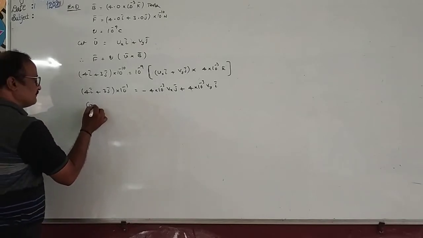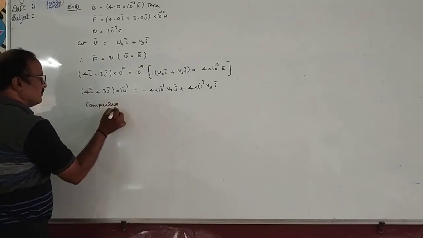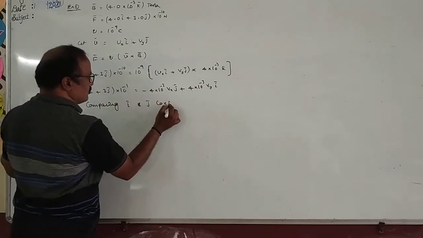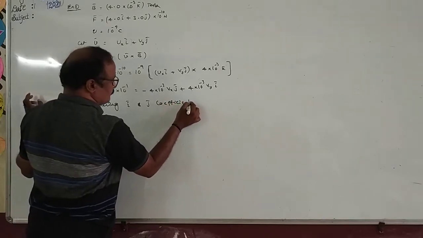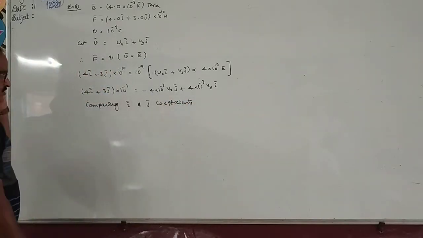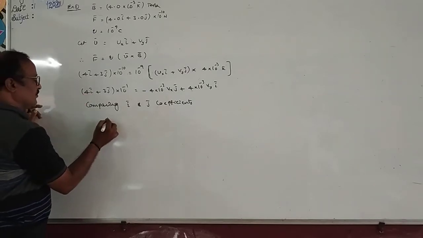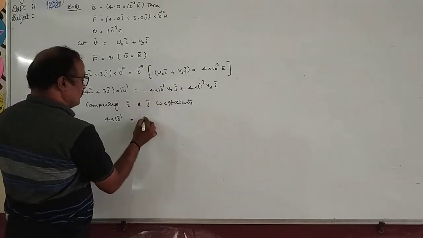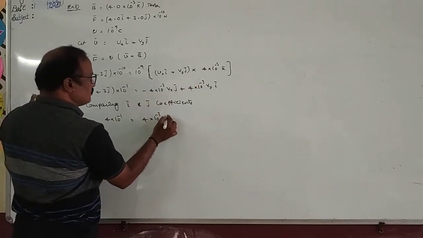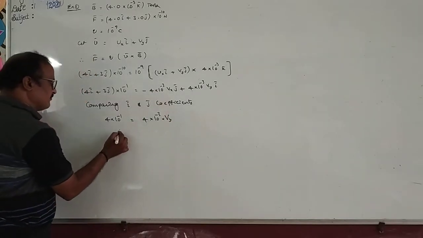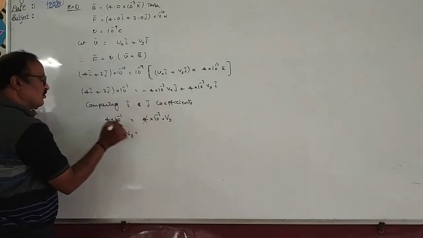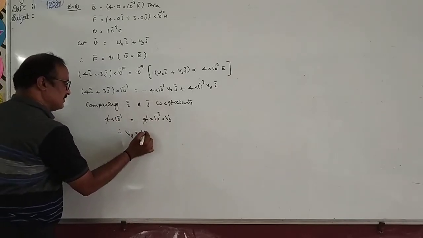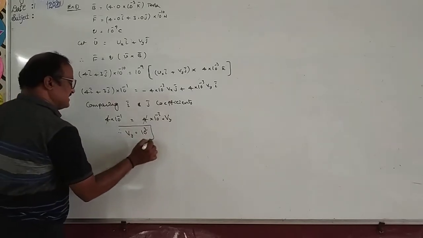Now comparing I bar and J bar coefficients on both sides. Here, what am I comparing? For I bar: 4 into 10 to the power minus 1 is equal to, on this side, 4 into 10 to the power minus 3 into Vy. Therefore, from this, Vy is equal to, 4 cancels, 10 power minus 1 into 10 cube, means 10 square. Therefore, Vy is equal to 10 square.